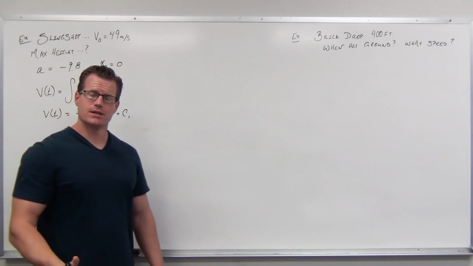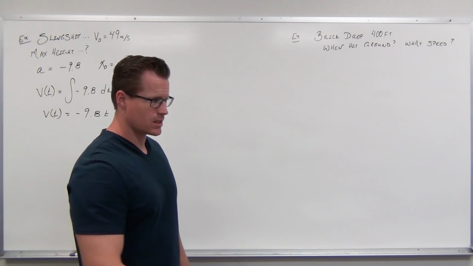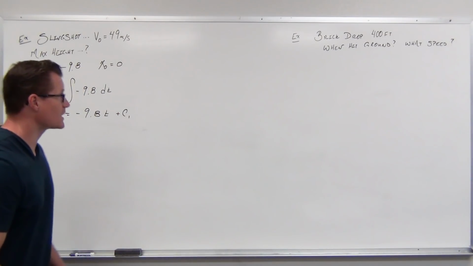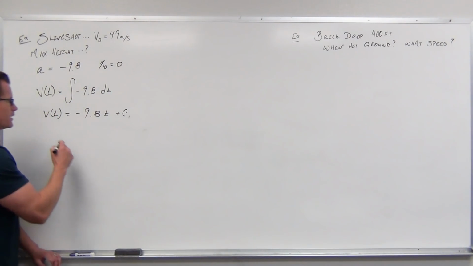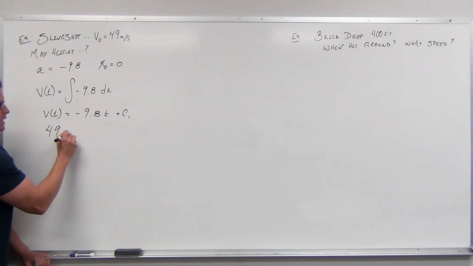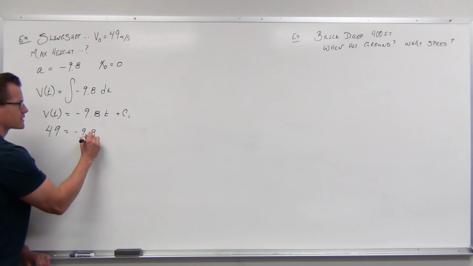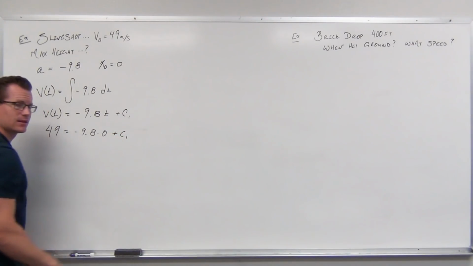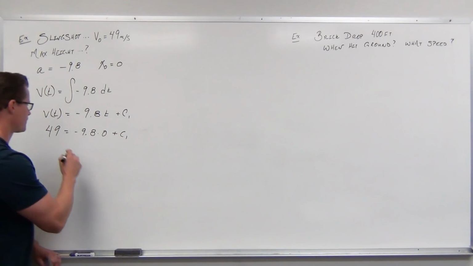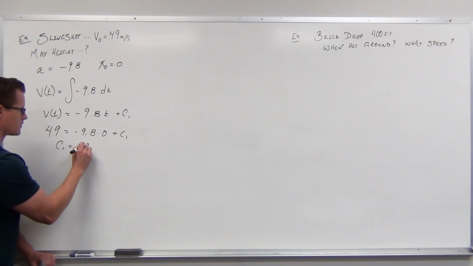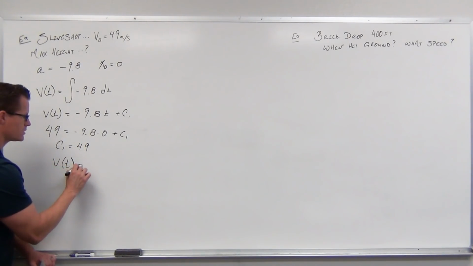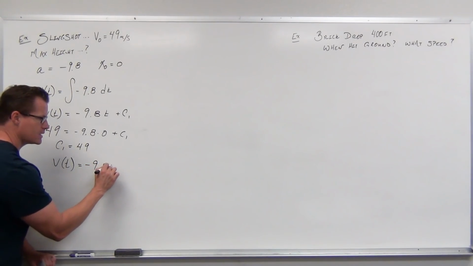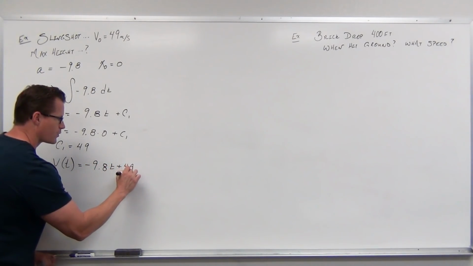Now, we have an initial velocity. We know that this projectile is leaving our slingshot at 49 meters per second. That's something we can use. At time 0, we're going 49. So our velocity is 49 when our time is 0. And that lets us solve for our c1 just like before. So if we augment our equation with this, that's negative 9.8 t plus 49.